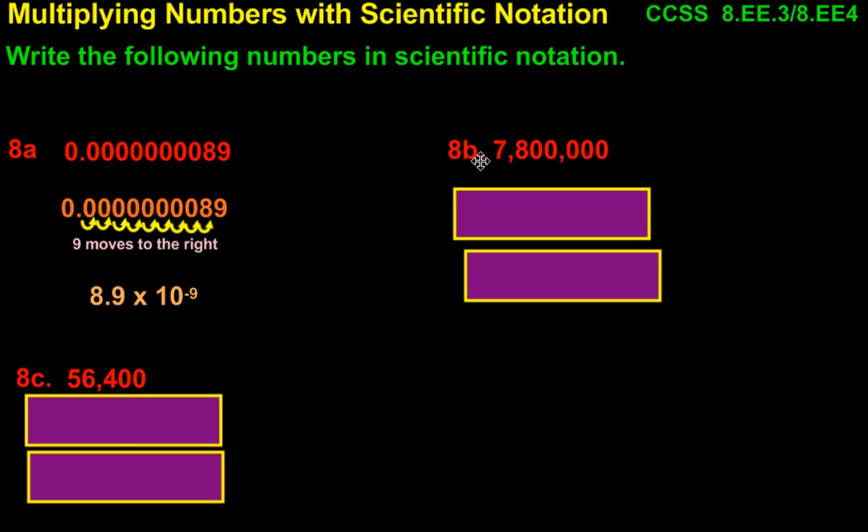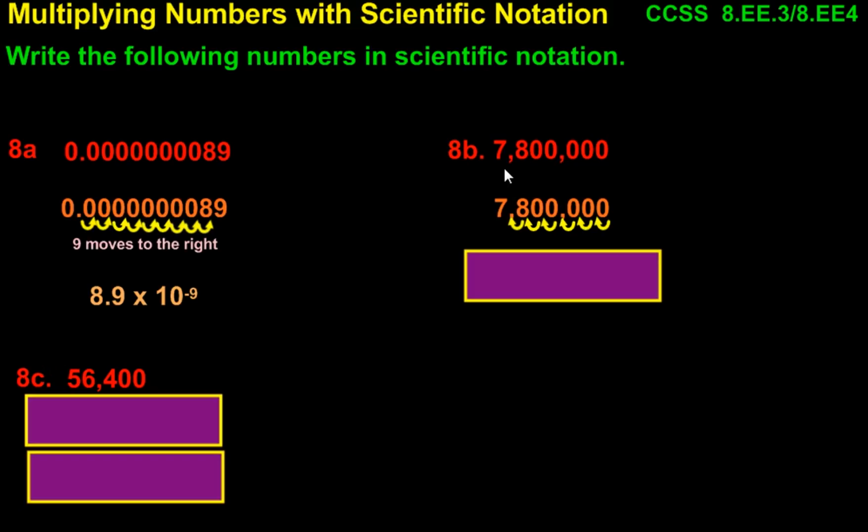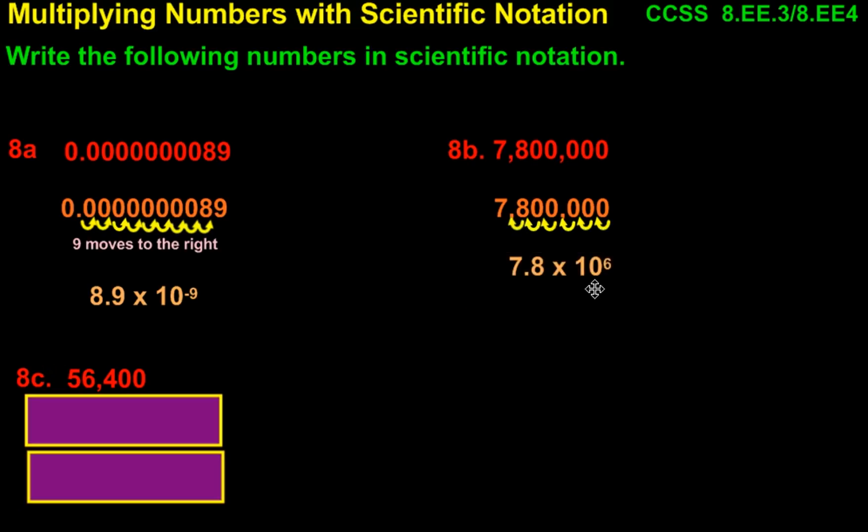For 8B, we're starting out with a number that is equal to or greater than 1. We need to move the decimal to sit it between the 7 and the 8. To do that, it's going to take 1, 2, 3, 4, 5, 6 moves. And so we have 7.8 times 10 to the 6th. Keeping in mind that the exponent on the 10 is always indicating how many moves it took.